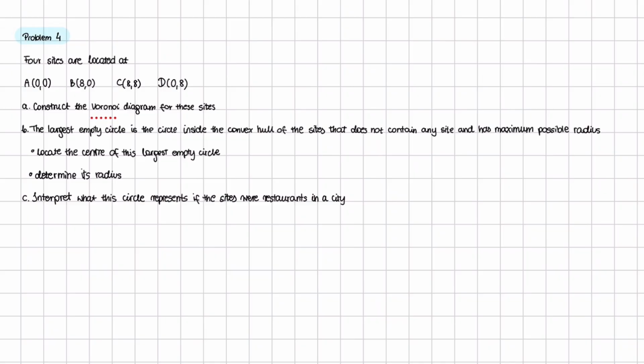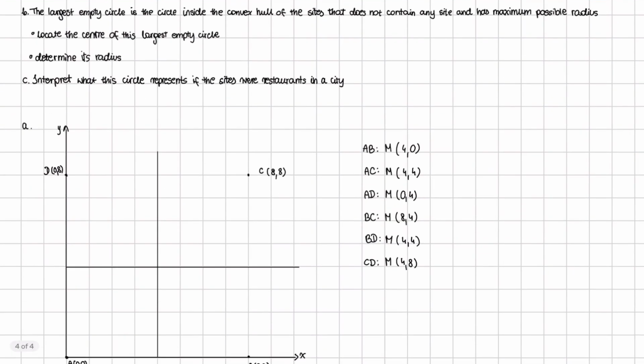Problem 4. 4 sites are located at A, B, C, and D. A. Construct the Voronoi diagram for these sites. So as in previous problems, we have to construct the Voronoi diagram. So just firstly plot these points, then find midpoints, and then draw perpendicular bisectors. However, here we are given 4 points. So let's plot them and see how our Voronoi will look like.